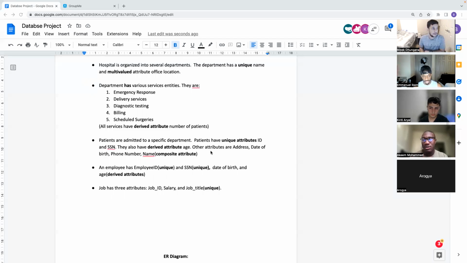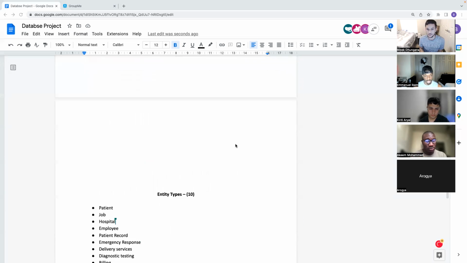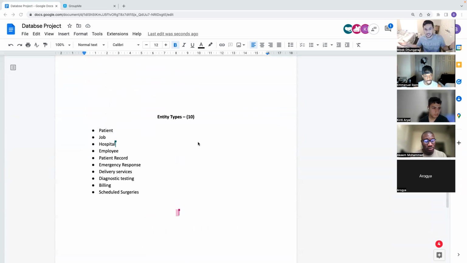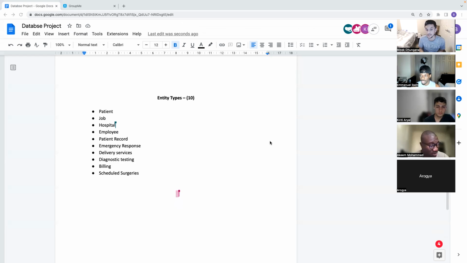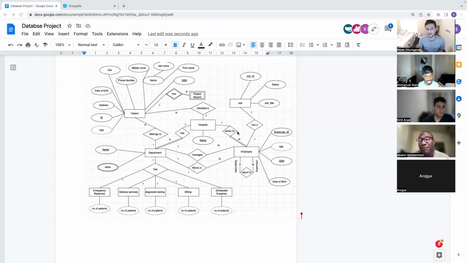Now I am going to pass it on to Bibek Dongana to explain the entity relationships. Okay, now let's talk about the requirements of the project. The first requirement is that we should have a minimum of 5 entity types. If we go to our report, we do have 10 entity types. The main entity types are patient, job, hospital, employee, and the record. The second important requirement was that we should have at least 7 relationship types, and on the ER diagram we have more than that. We have at least 1 recursive relationship.